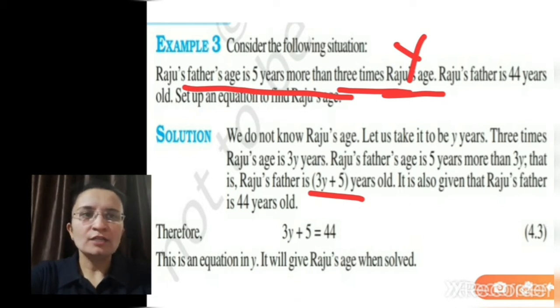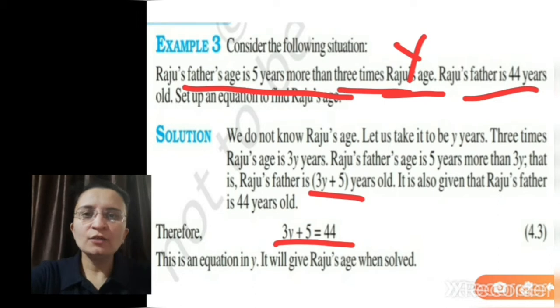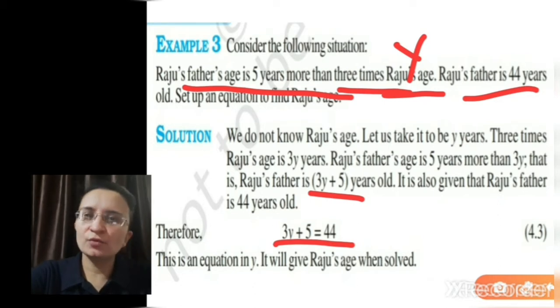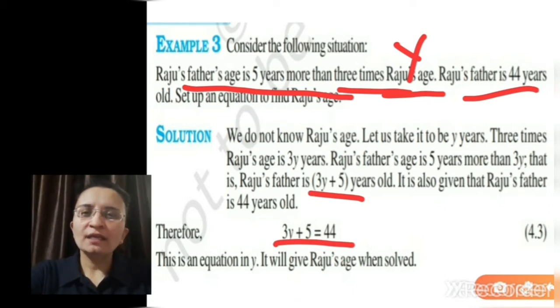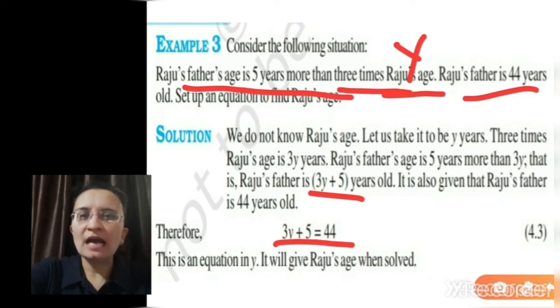And we know Raju's father's age is 44 years. So what will be the equation? 3y plus 5 equals 44. In this way you can set up an equation from the given situation. This is an equation in y. You can use any variable. When we solve this equation, we will get Raju's age. We will get to know what Raju's actual age is. How to solve an equation, we will learn afterwards.